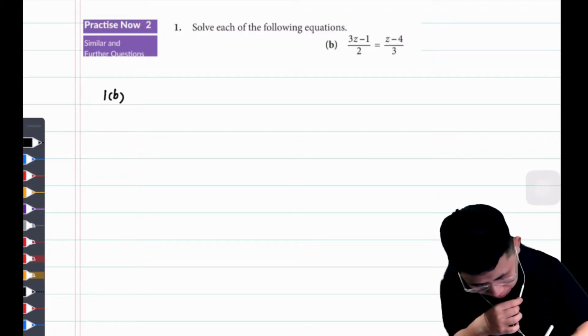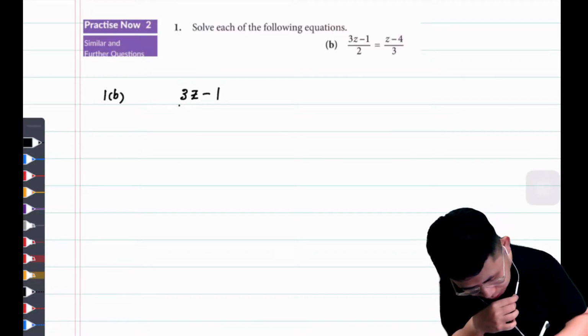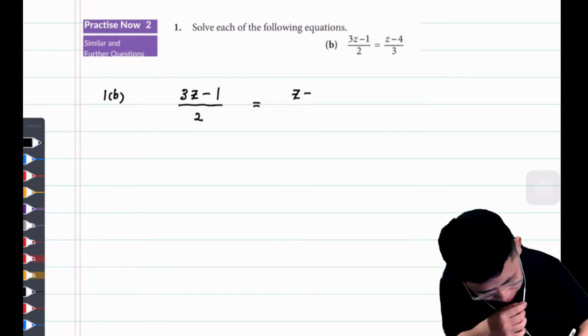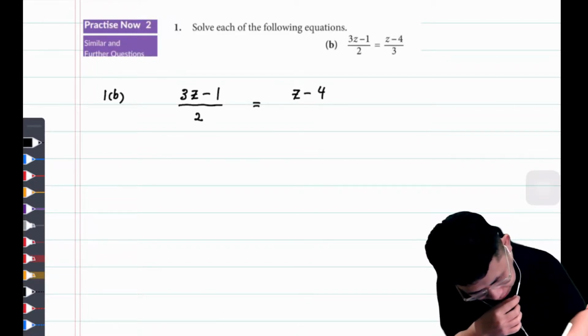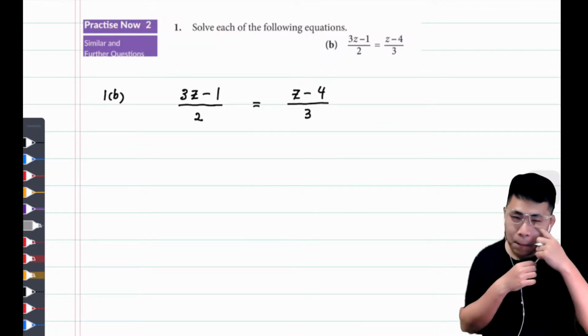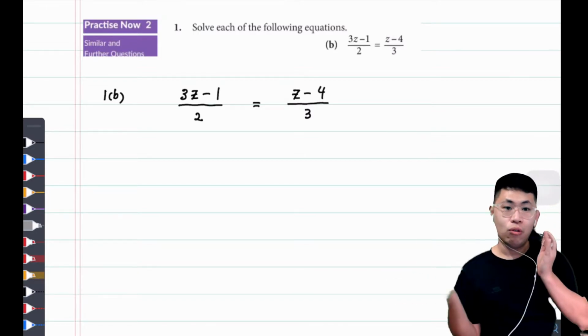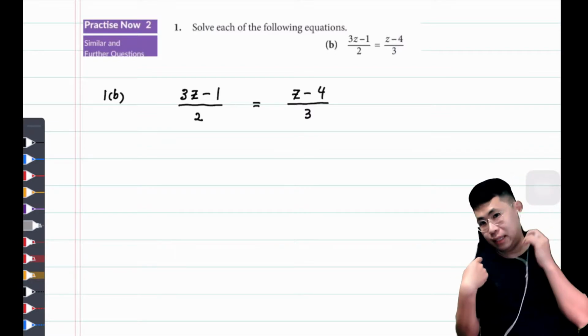Okay, so for 1b, we have this fraction over here. 3z minus 1 over 2, equals to z minus 4 over 3. Okay, so with this, like what we did earlier, because we have two whole fractions over here, the only thing that we can do is to get rid of the denominators, right?